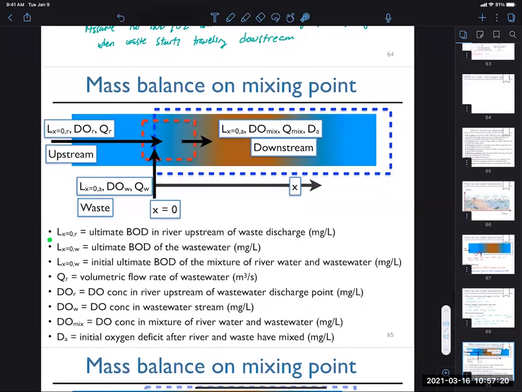Now these labels tell you what each of these are. What I've done here is created an x coordinate, and so defined this position as x equals 0. So we're saying that mixing happens at x equals 0. There's a control volume where that mixing happens, and then after mixing, it starts traveling downstream. Subscript R corresponds to the river upstream of the waste discharge. W corresponds to the waste. And then mix, you might guess, corresponds to the mixed system downstream.